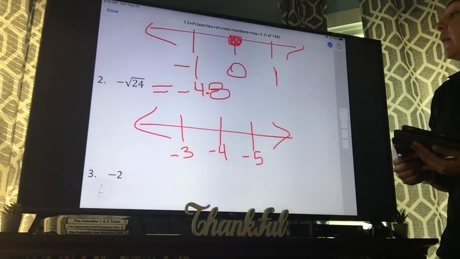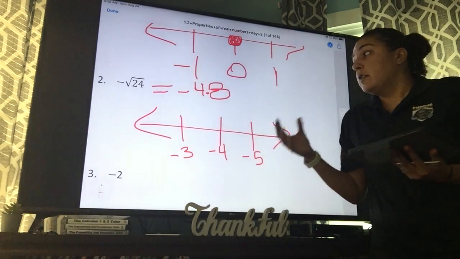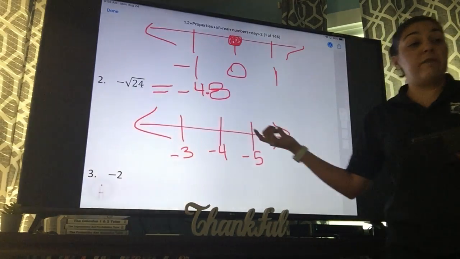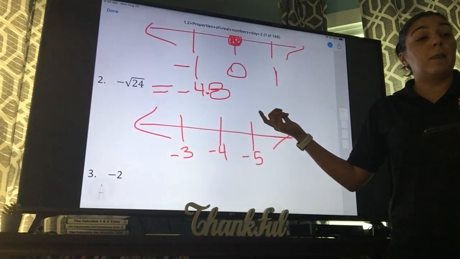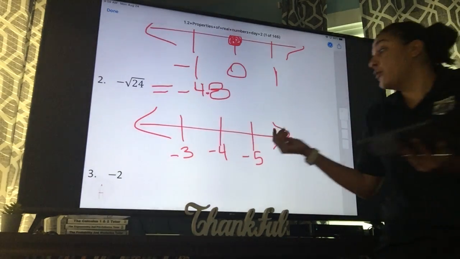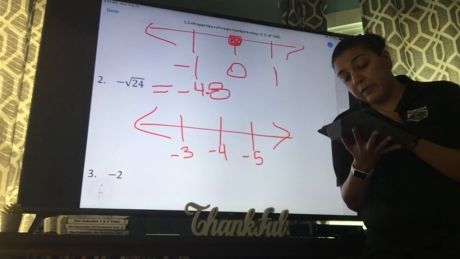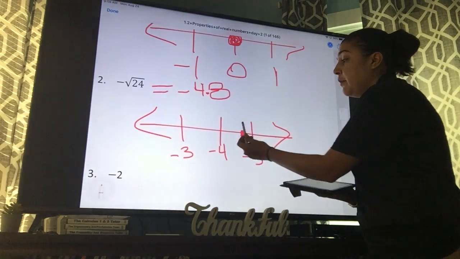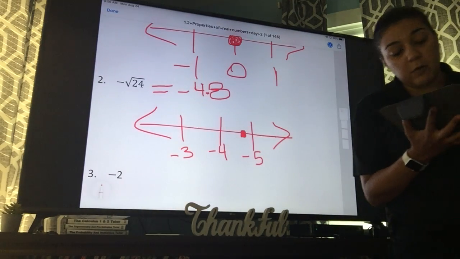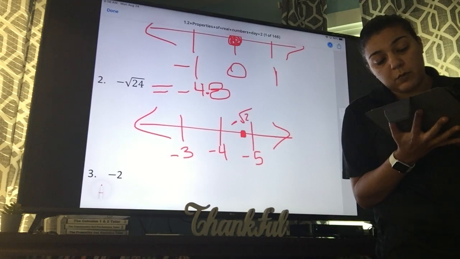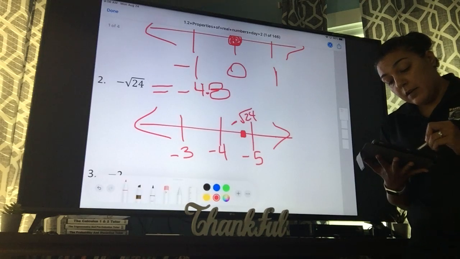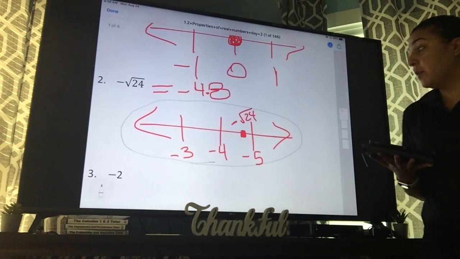Some of you are going to have a hard time with the negative ones. You need to think, should it be closer to the 3 or closer to the 5? With 4.80, do you have almost $5 or do you have almost $3? You have almost $5. So it's going to go somewhere closer to the 5. You don't want it exactly in the middle because that's 4.5. So somewhere closer to the 5. And then above it, you should label it. It's really negative square root of 24 is that number. And this is what your number line should look like.